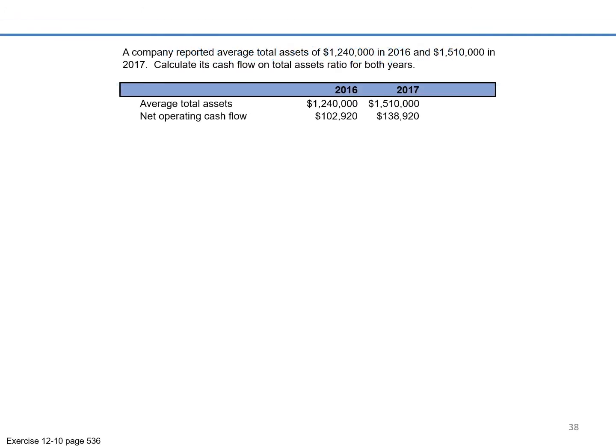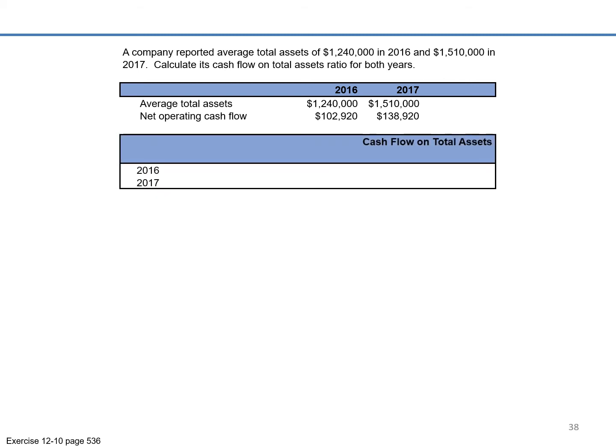Exercise. Company records total average assets of $1,240.16, $1,510.17. Calculate the cash flow on total asset ratio for both years. Well, we know that our net operating cash flow divided by average total assets is how you compute that, right? So 102,290 divided by 1,240,000.